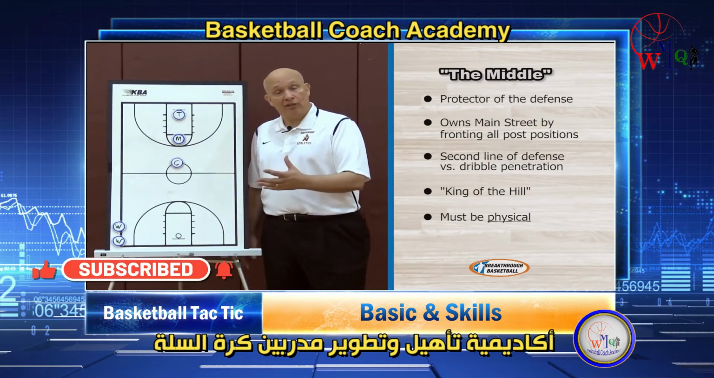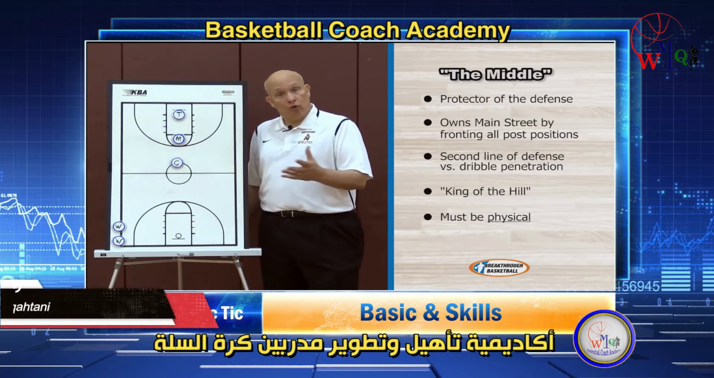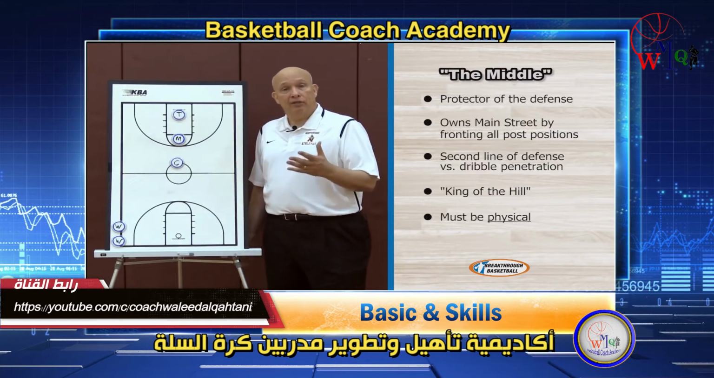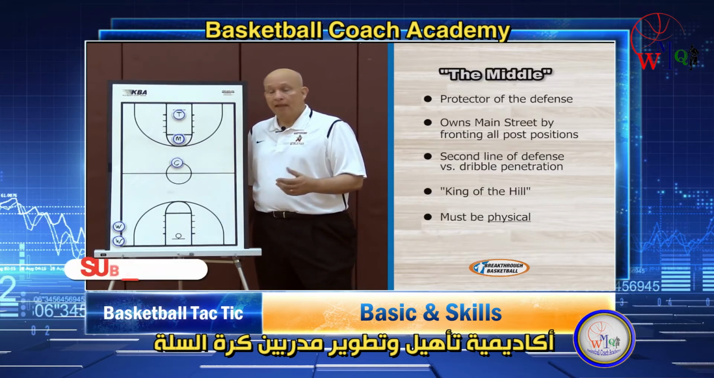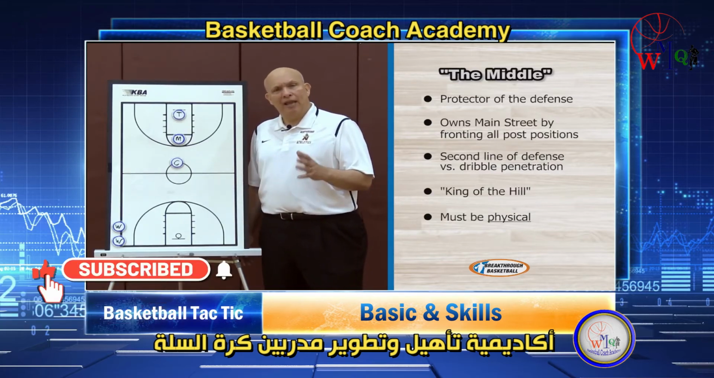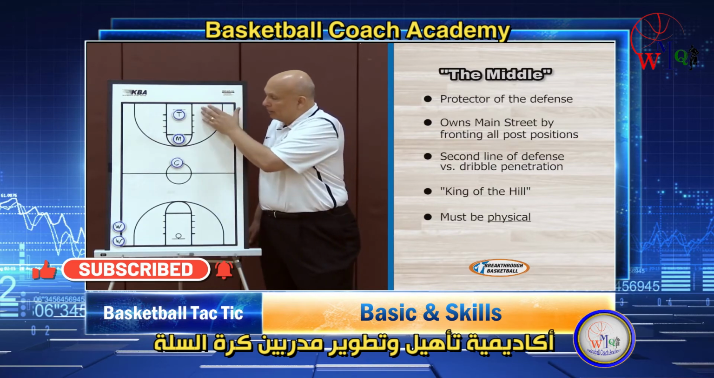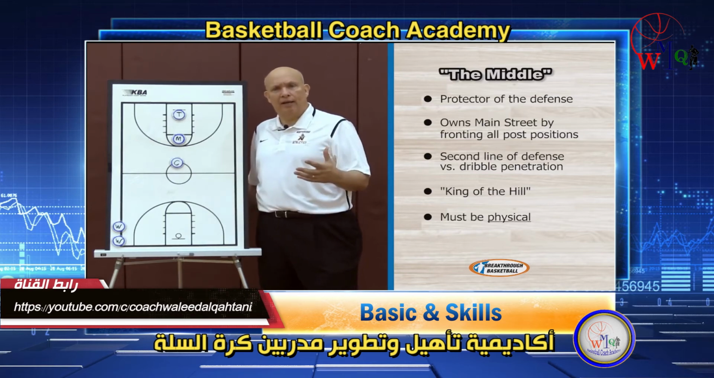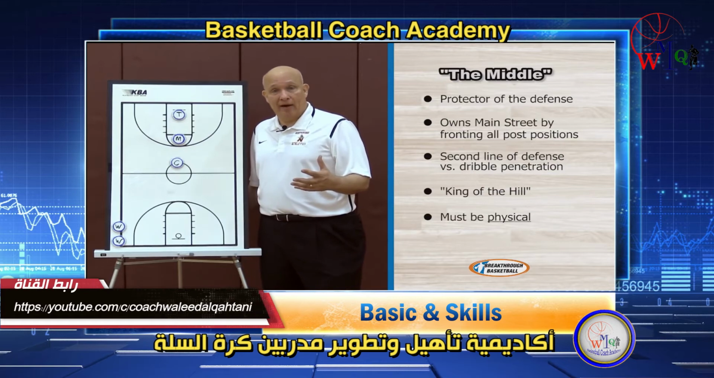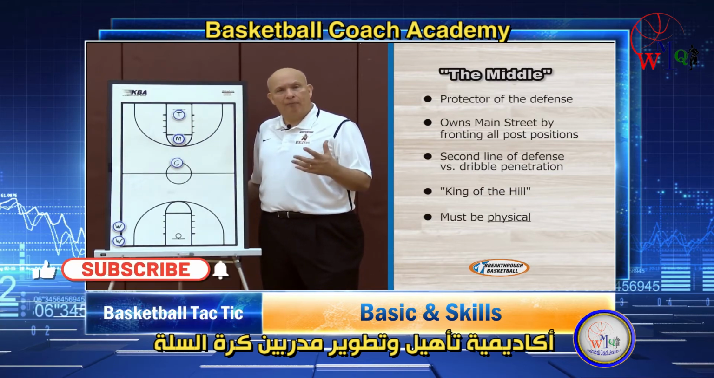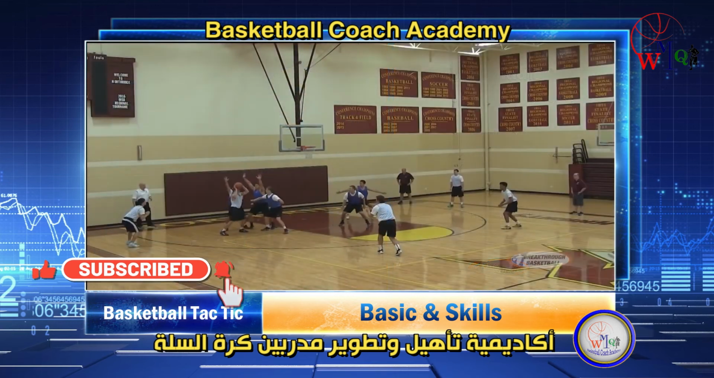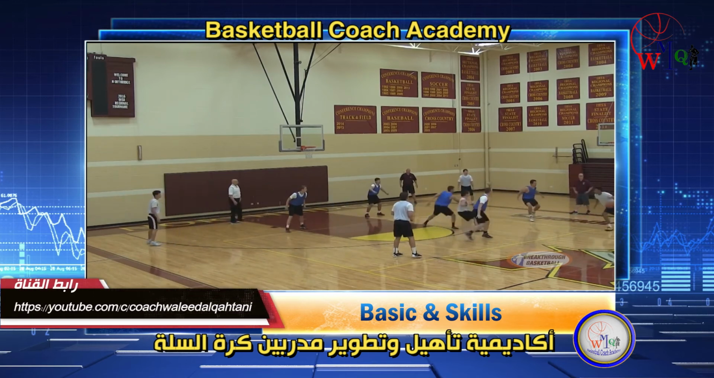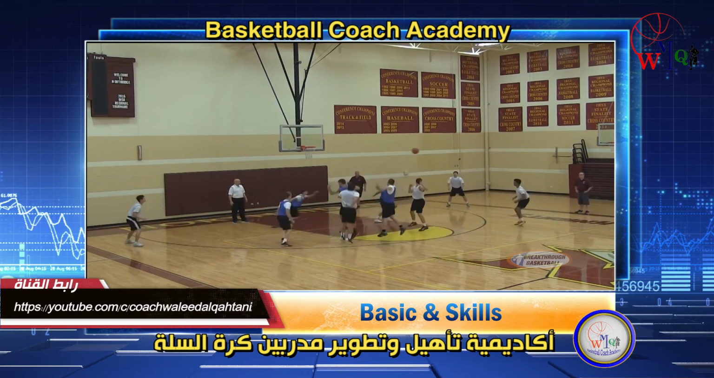If a driver gets past our perimeter players, if we don't squeeze the seam properly, the middleman's responsibility is to step in and stop dribble penetration as well. We like to refer to the middle player as king of the hill. And the hill is the 3-second lane and top of the key area. And we want him to be the king of the hill. That's his area. And we want him to welcome contact in that area, not be afraid of contact, and be the type of player, whether he's 6 foot tall or 6'5", depending on his size, it doesn't matter. He has to be the type of player who has a presence physically and is not afraid to engage the other team's post player.